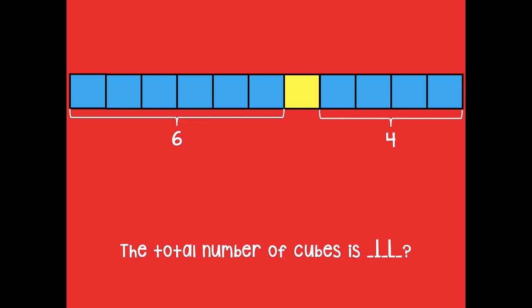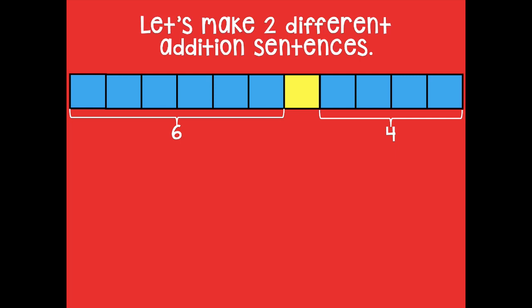Now, some of you might have just counted the cubes as you went through, but let's talk about how we can maybe write some number sentences to help us. So let's make 2 different addition sentences to help us solve this problem. So over here, if I combine this chunk, I have my 4 and the yellow cube. My addition sentence would be 6 plus 5 equals 11 because I have 6 on the left and then I grouped my yellow cube with my 4 and then I have 5. So 6 plus 5 equals 11.